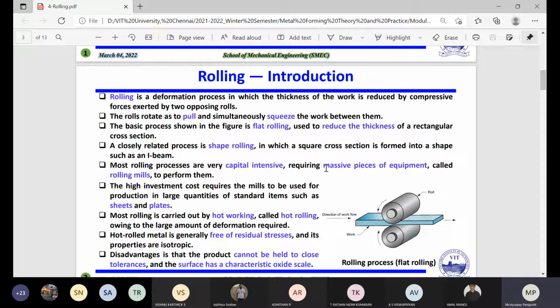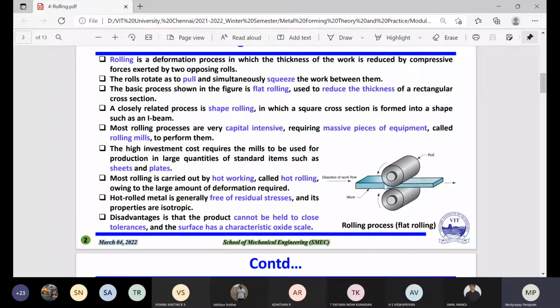The basic process shown in the figure is known as flat rolling, because you have a flat metal piece and you are making a flat surface. You are not preparing any smaller width; you keep the same width. It is used to reduce the thickness of a rectangular cross section, so from a rectangular cross section you get a similar rectangular product.